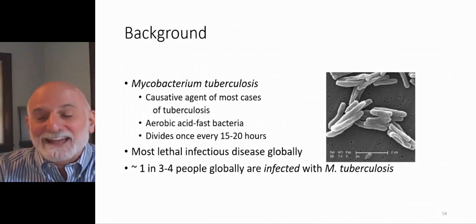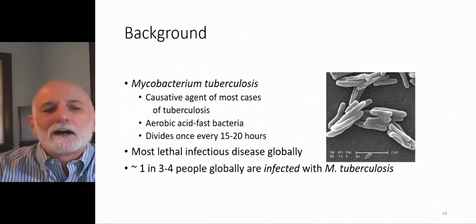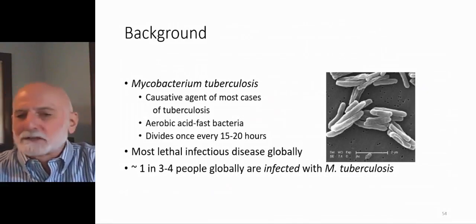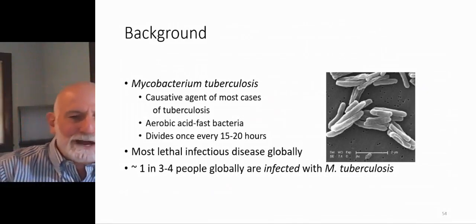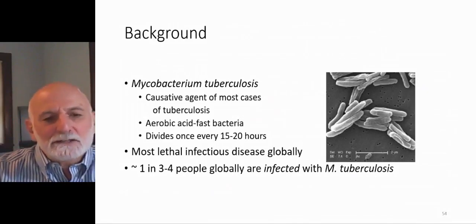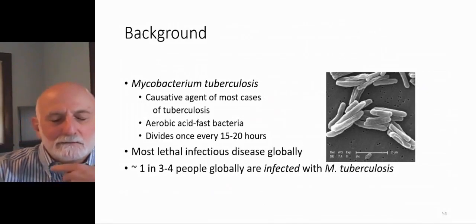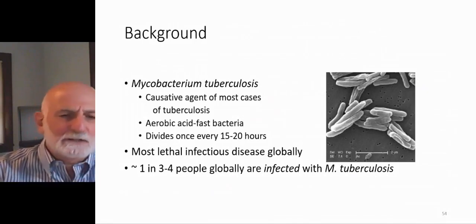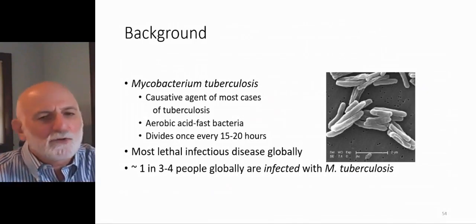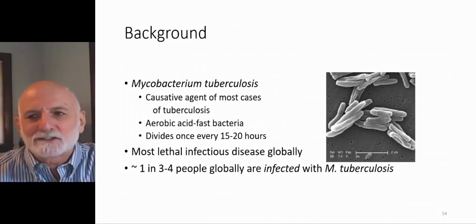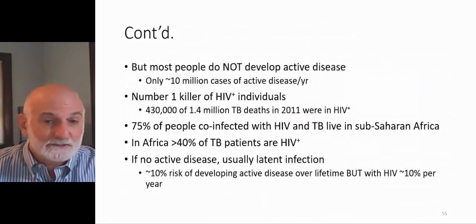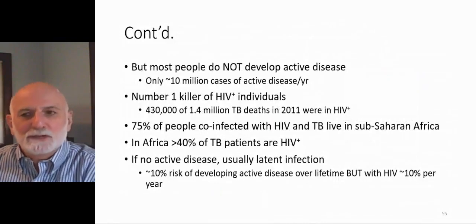It kills more people than any other infectious disease until COVID-19. More than HIV, more than malaria. And it is predominantly in the developing world. But the funny thing is, despite how lethal it is, it's infecting a very large percentage of the people. One in 3 to 1 in 4 people globally are infected with Mycobacterium, but there are only 10 million cases a year. So why do most people who get infected with Mycobacterium not develop any disease?